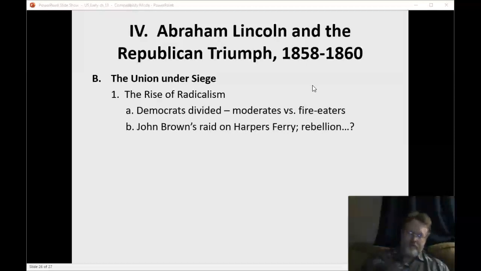Did I miss something here about John Brown? I might have. Let me back up for a moment. Yeah, I totally skipped a page. Democrats were divided, moderates, and so on. Then, in 1859, John Brown comes back.